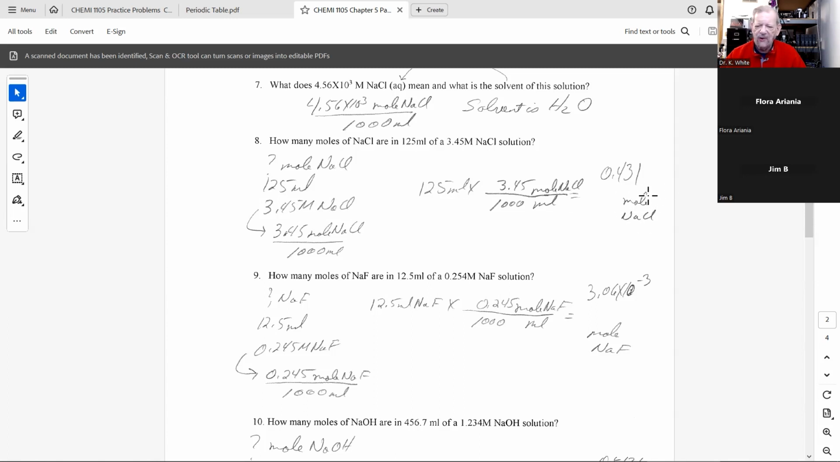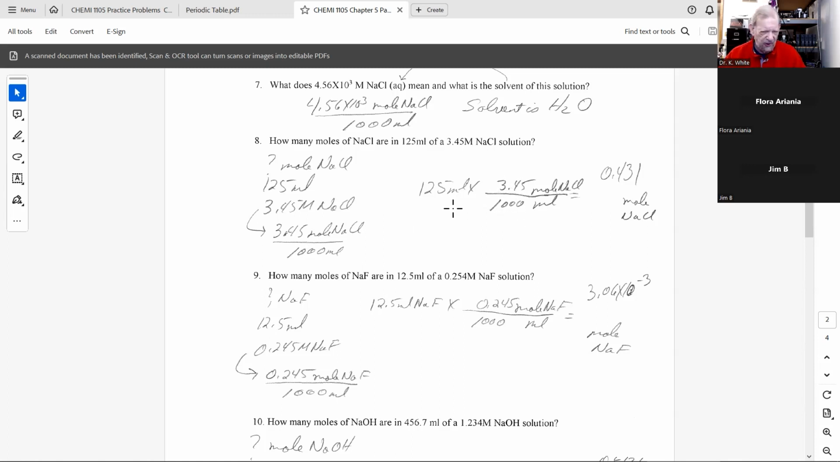milliliters. What units do I want my answer to be? Moles of NaCl. So now it's time to use my good buddy, my good friend, unit analysis. Whatever I'm trying to get to goes on top of the ratio. Whatever I'm trying to get rid of, the units, milliliters, go underneath. Now, if we come over here, 3.45 capital M, what does that mean? Capital M means molarity. And that's 3.45 moles of NaCl per 1,000 milliliters. And that's where we get these numbers.